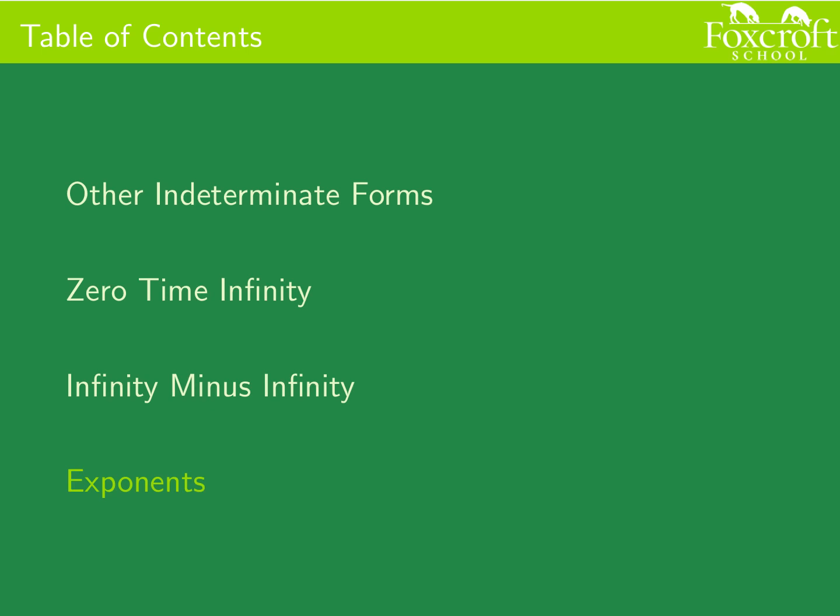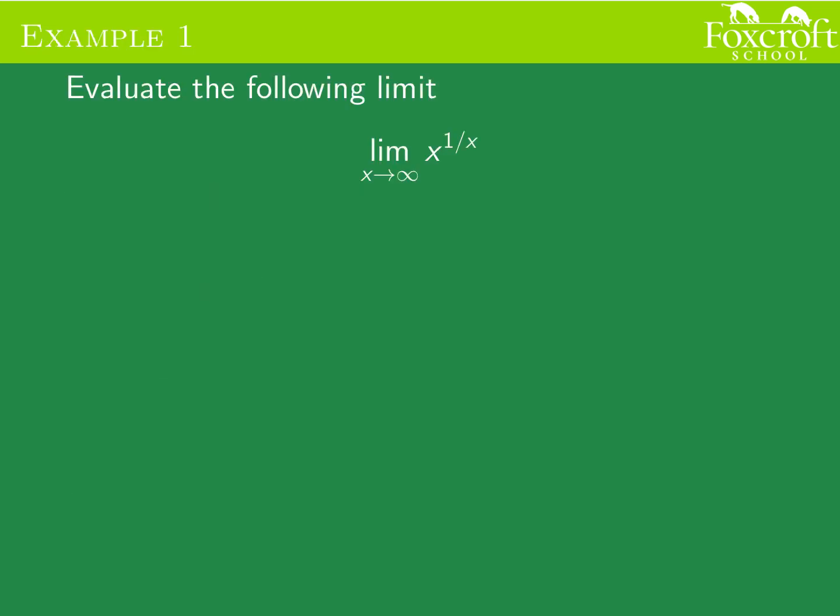And now the final indeterminate form that we're going to look at is all the ones that involve exponents. There's again just one trick you have to do at the start, and then you end up using L'Hopital's rule. All right, so evaluate the following limit. The limit as x goes to infinity of x raised to the 1 over x.